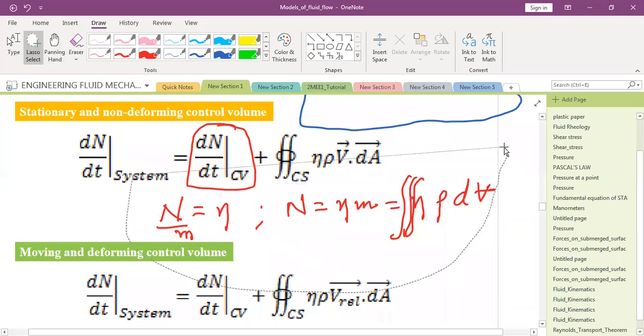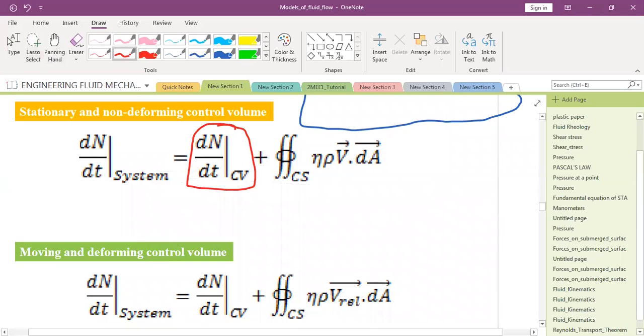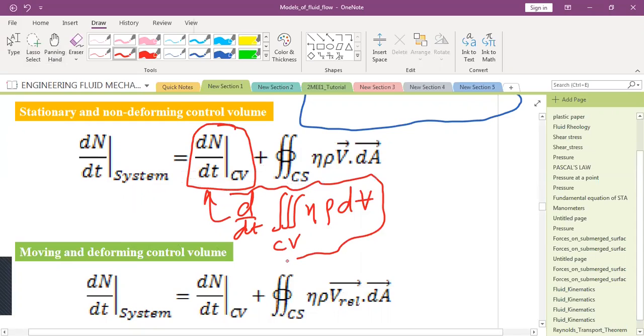So now what does this expression become? D by dt of the control volume integral of n rho dV. Is this clear? This expression can be written down like this. Clear?